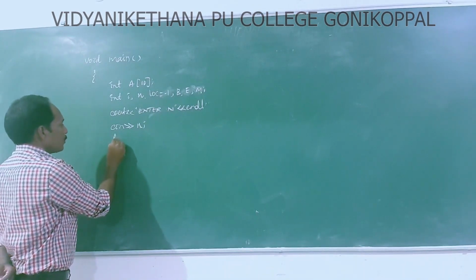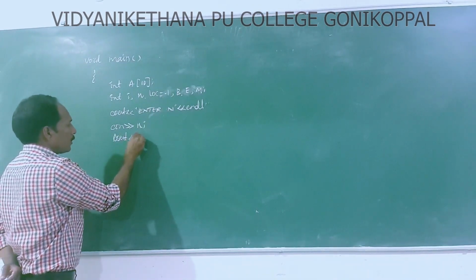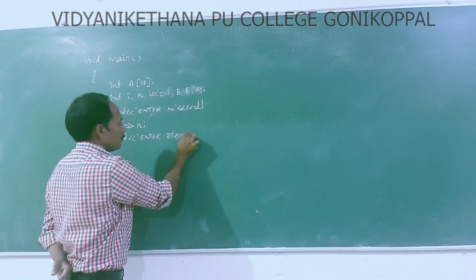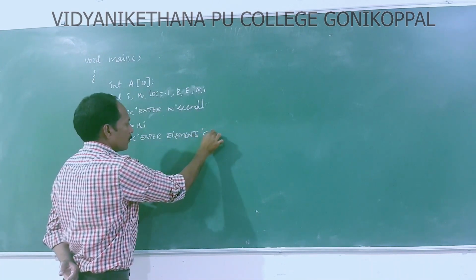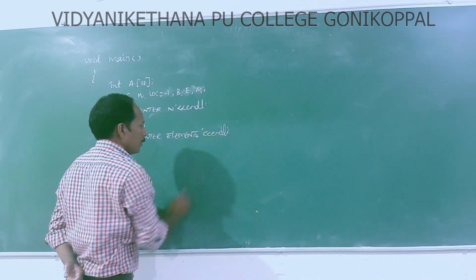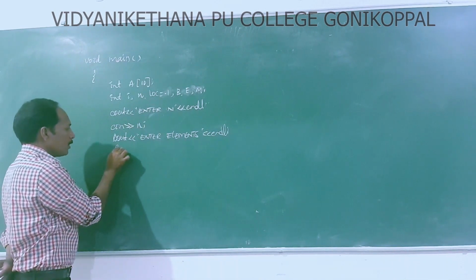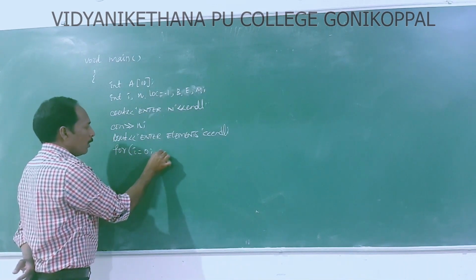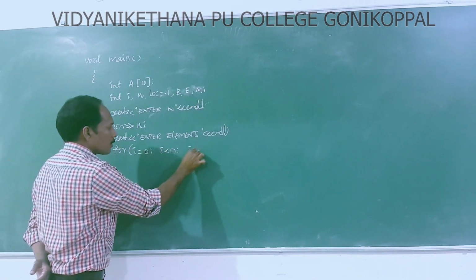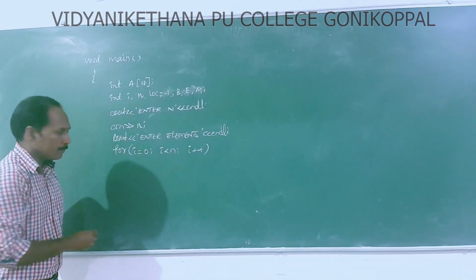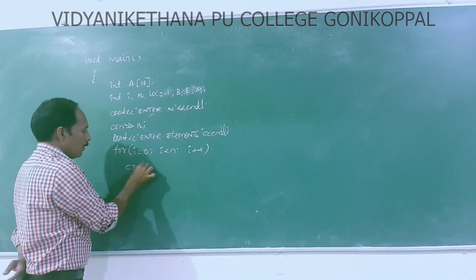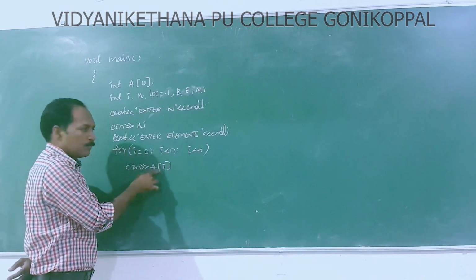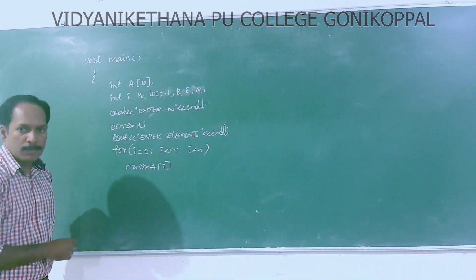Next, cout, so enter the elements of array. We can write elements of an array, enter the different numbers. Here the elements are not single, so we have to repeat for one dimension: for i equals 0, i less than n, i plus plus. So repeat for that number of elements. That is cin A of i: A of 0, A of 1, A of 2, A of 3, A of 4, till the end. So there exist n number of elements.